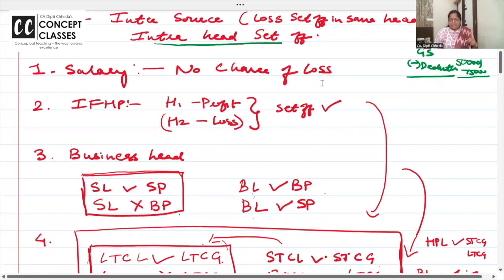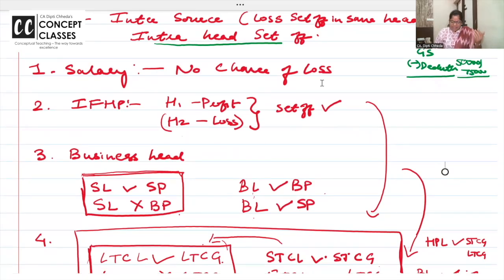Now come to house property. House property one, there's a profit. House property two, there is a loss. Can we set off? Yes.